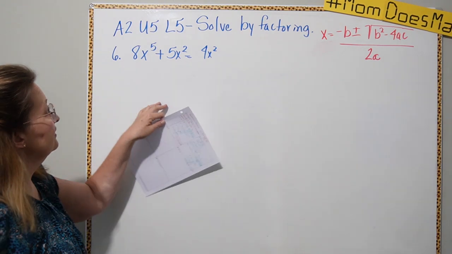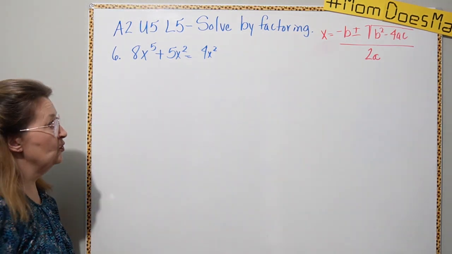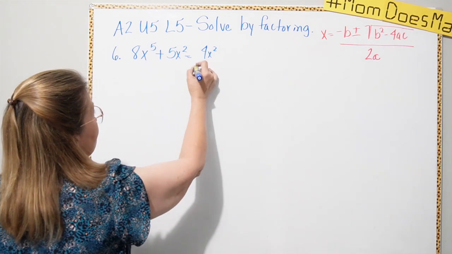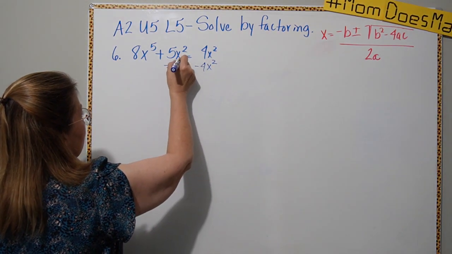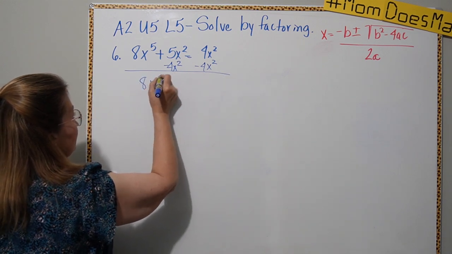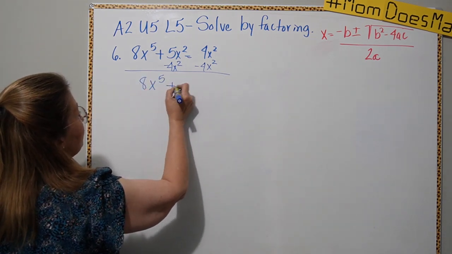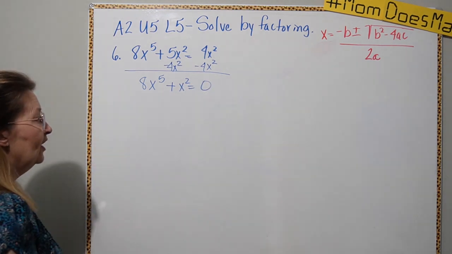Okay, here's number 6. 8x to the 5th plus 5x squared is equal to 4x squared. So first let's get it in standard form. We're going to subtract 4x squared from each side, and that is going to give us 8x to the 5th plus x squared equals 0. All right, now we're ready to factor.